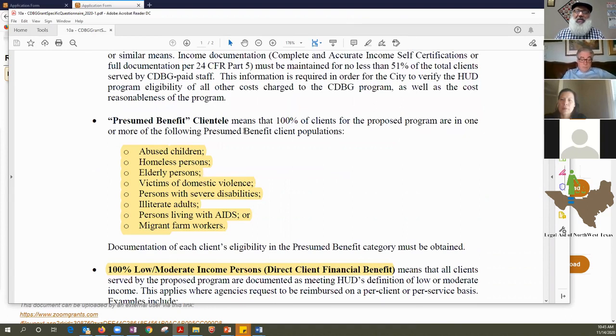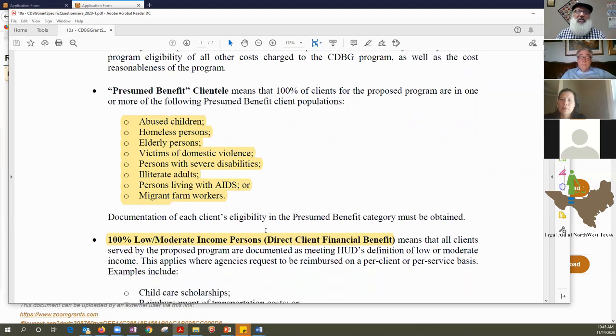Presumed benefit clientele means that you're assuming that 100% of the clients that you are serving are in one of these categories: abused children, homeless persons, elderly persons, victims of domestic violence, persons with severe disabilities, illiterate adults, persons living with AIDS, or migrant farm workers. So any one or more of these is your presumed benefit clientele. So you're telling them 100% of the people are in this area.